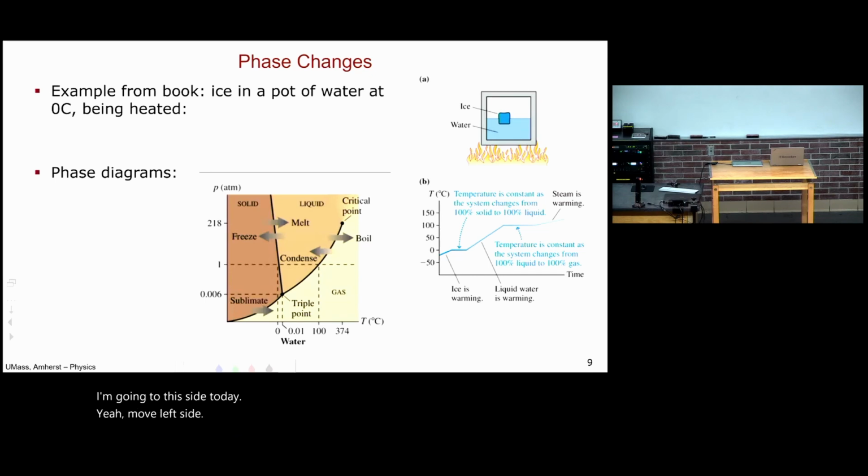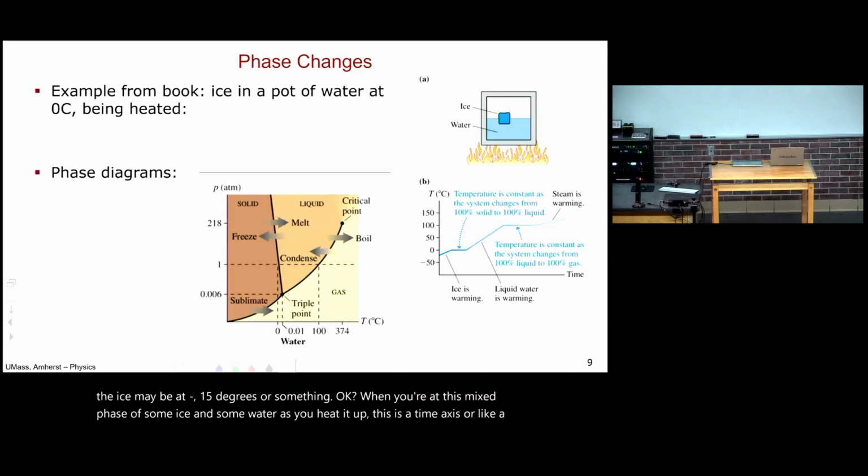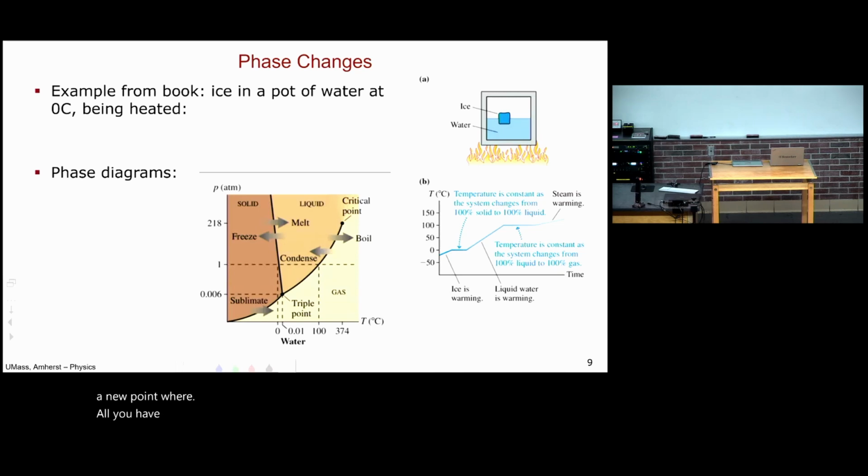You see that here at 0 degrees Celsius, as you start, before the ice is even raised all the way up to its melting point, the ice may be at negative 15 degrees or something. When you're at this mixed phase of some ice and some water, as you heat it up, this is a time axis or like a heat-injected axis, the temperature of the water does not increase, but then as soon as all the ice has melted, then it all can go up in temperature. Then you hit a new point where all you have is a bunch of water at 100 degrees Celsius.